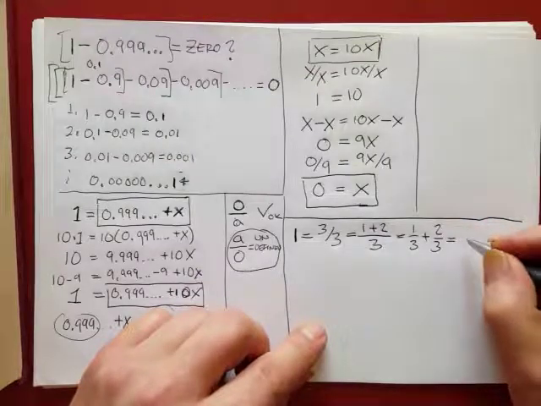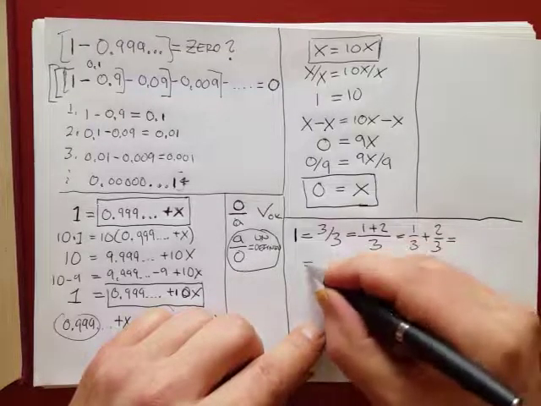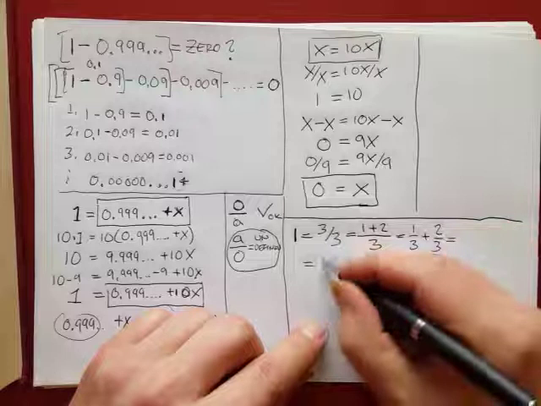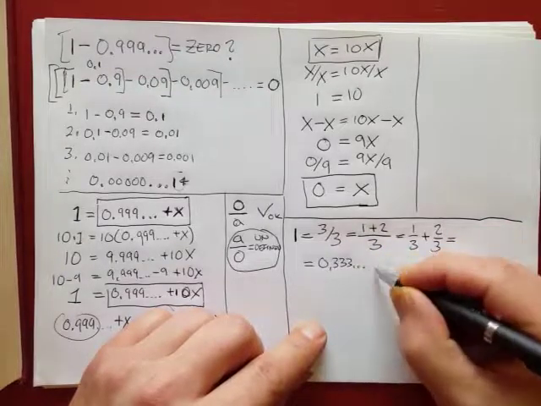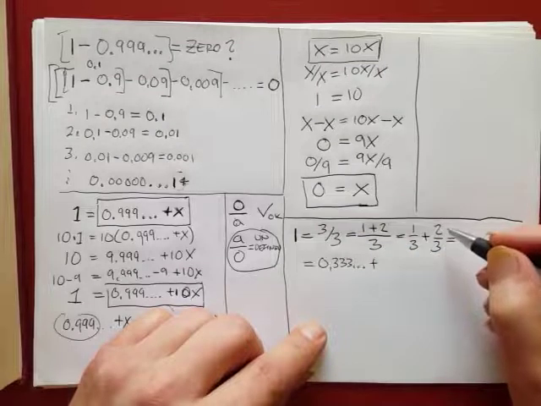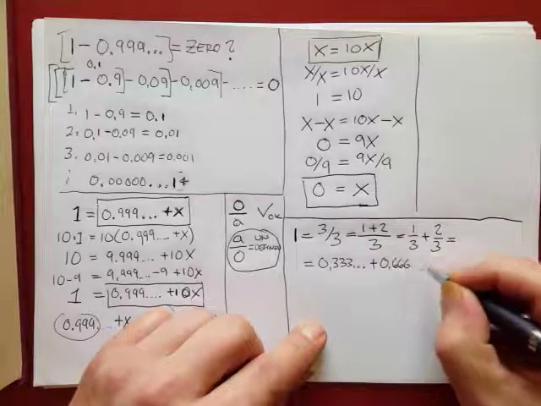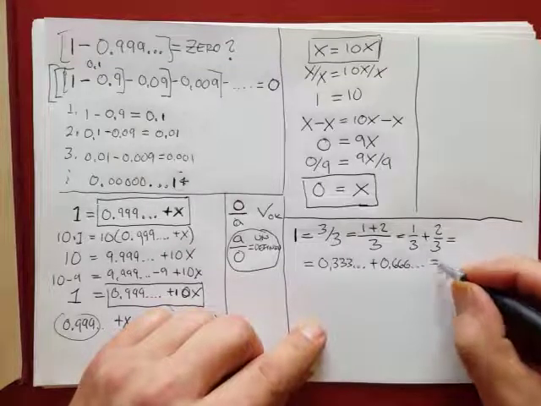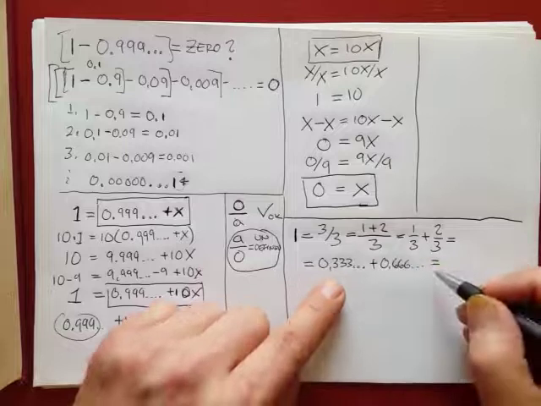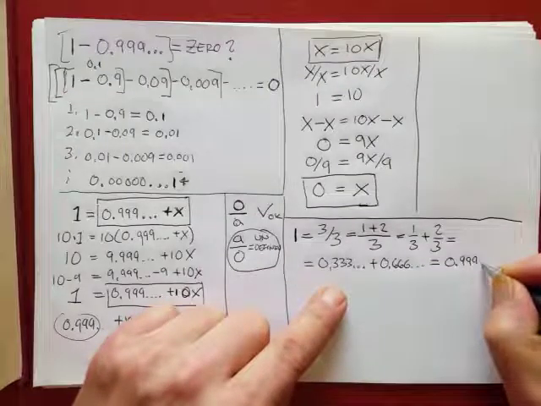This thing here is equal to 1/3, 0.333, plus this thing here is equal to 0.666. So there are lots of 3's there and lots of 6's there. And if we sum them up, we get 0.999.